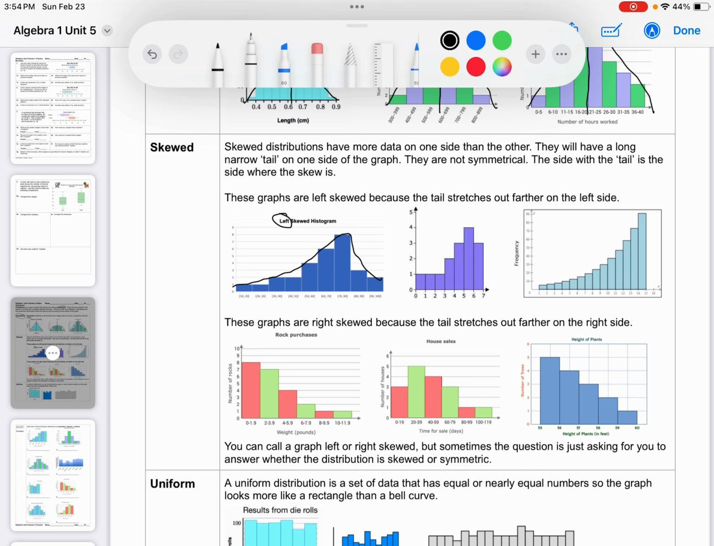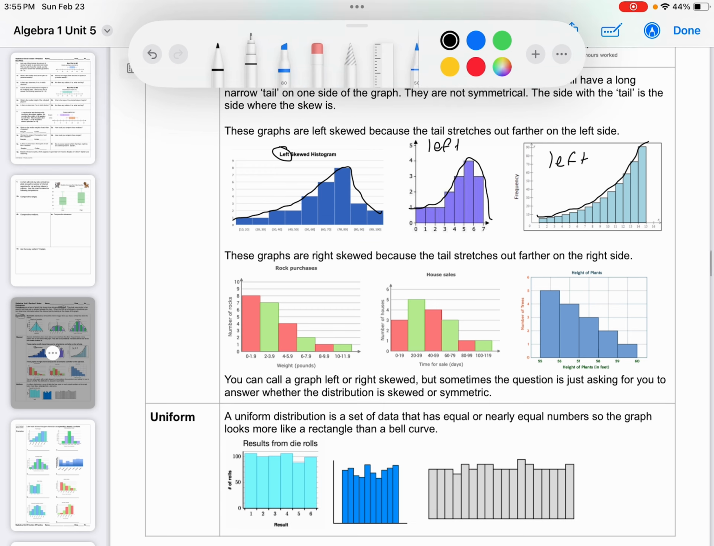So this is a left skewed because the tail is at the left side. Same with these other two. They are low here on the left side, and then they go up on the right side, and so we would say they are a left skew. Same thing here. It's low here on the left side, and then it goes up on the right side. This would be a left skew.